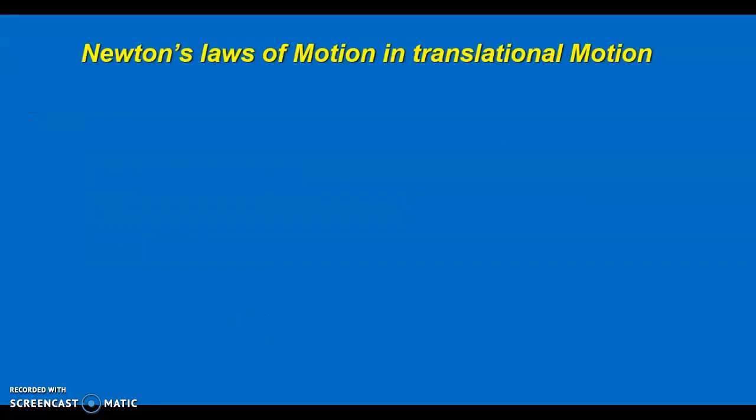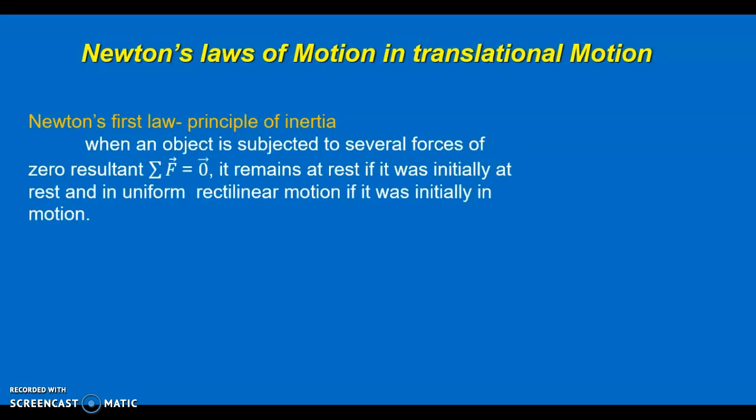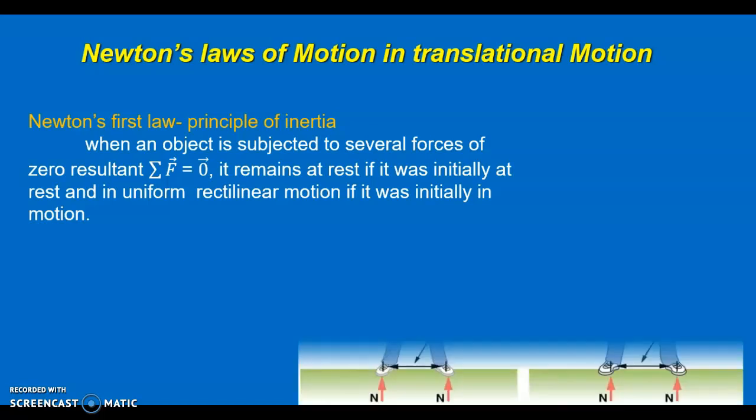Newton's laws of motion and translational motion. Newton's first law, principle of inertia. When an object is subjected to several forces of zero resultant, it remains at rest if it was initially at rest, and in uniform rectilinear motion if it was initially in uniform rectilinear motion.